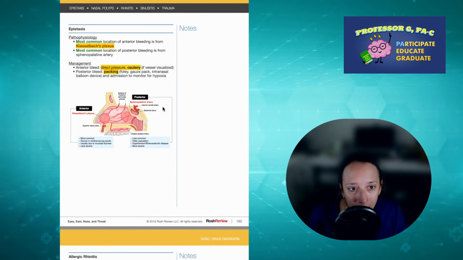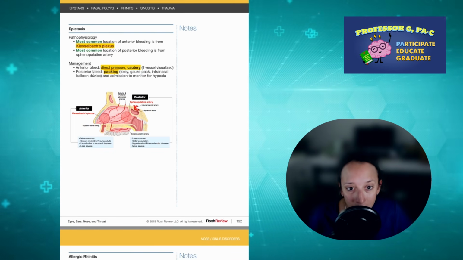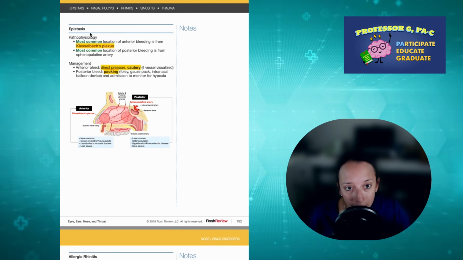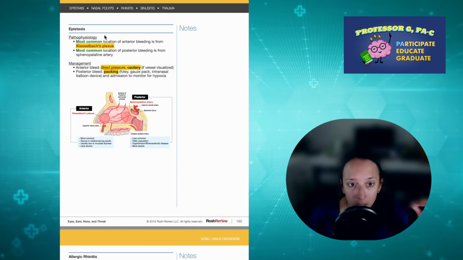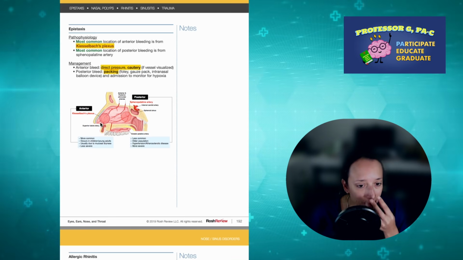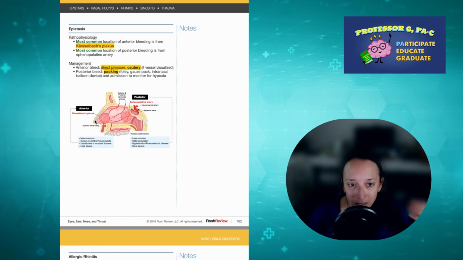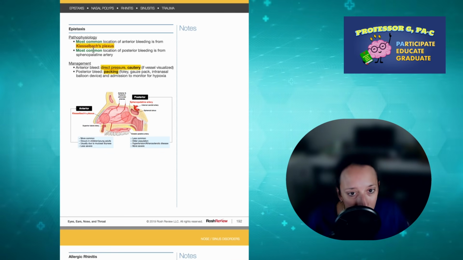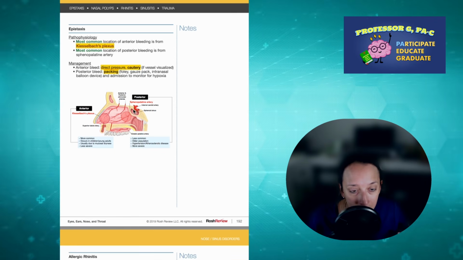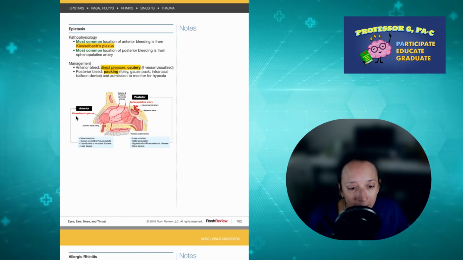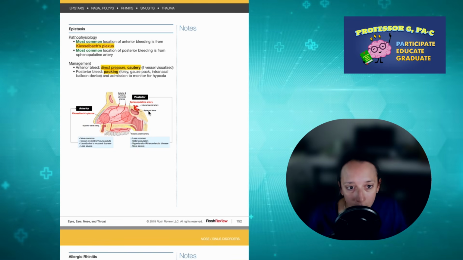So the nose, epistaxis. So nosebleeds, very, very common. We need to know that there's anterior and posterior nosebleeds. The most common location of an anterior bleed is from Kiesselbach's plexus. And I think that the anterior is close to our lips, so we kiss it, right? So we kiss the anterior bleed. The most common location of posterior bleeding is from the sphenopalatine artery. Remember, anterior, not so bad, posterior, really bad. And anterior, way more common, posterior, not so common.